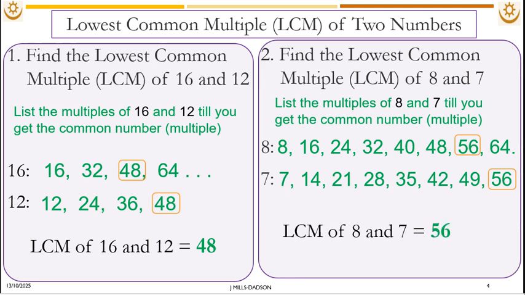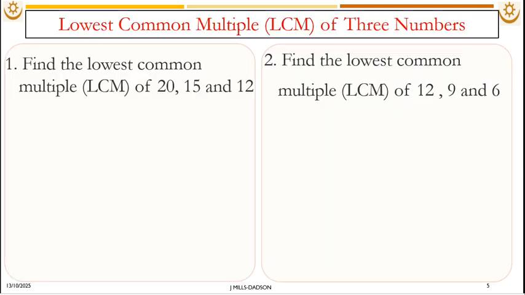So this is how we find the LCM of two smaller given numbers. Now let's look at what if we have three numbers.